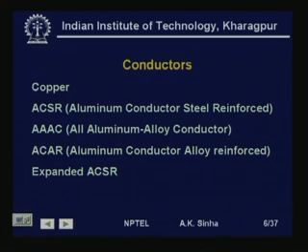One type of conductor which is used for extra high voltage lines is called expanded ACSR conductor. This is same as the aluminum conductor steel reinforced, except that between the steel core and the aluminum conductor we provide some filler material such as paper or fiber. This increases the effective diameter of the conductor for the same conducting cross sectional area.